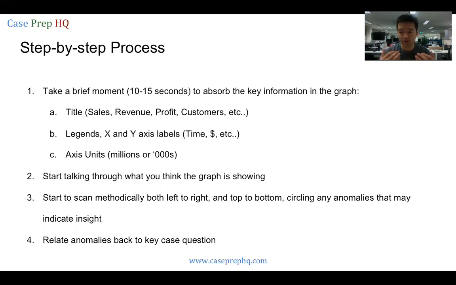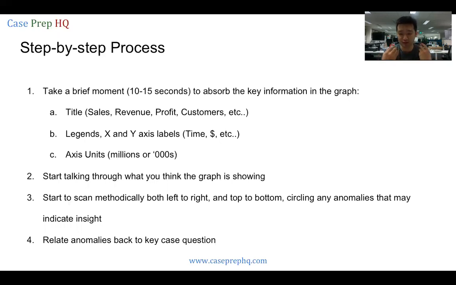As I've said, there are all these things you think about. It should only take you 10 or 15 seconds. And you should say to your interviewer and start talking through what you think the graph is showing. You say, okay, well, it looks like you've given me a graph of profit over time, for example, and you start talking through it. After you've summarized to the interviewer, okay, I understand the broad scope of the information you've given me, now let me look for insight in it.